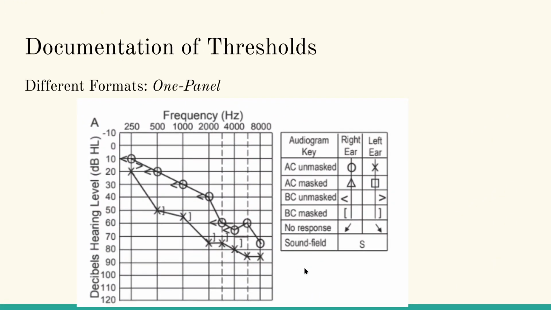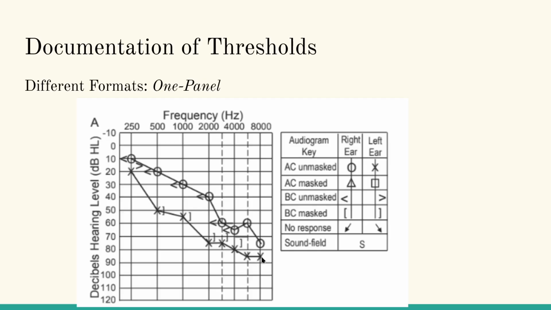Here's a different example, where the air conduction thresholds for the right ear, the circles, are better than the air conduction thresholds for the left ear, the X's. We can see a gap between the two. Here we have right unmasked bone conduction thresholds, which line up with the right air conduction thresholds. But then we have left masked bone conduction thresholds. We know that by the symbol here. Left masked bone conduction thresholds line up with the left air conduction thresholds here.